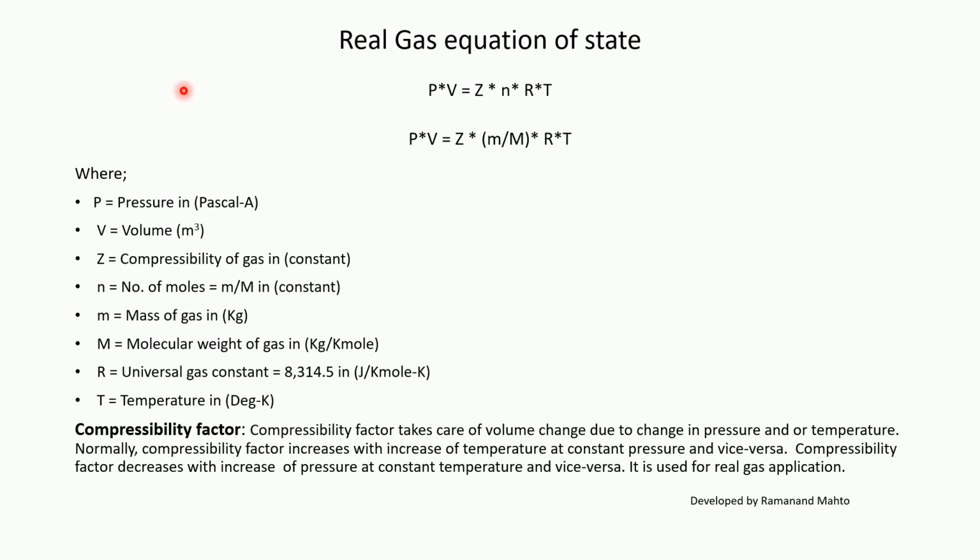Now, the real gas equation of state. P into V is equal to Z into N into R into T, where again N is the number of moles. We can write P into V is equal to Z into small m upon capital M into R into T, where Z is the compressibility factor. So what is this? Compressibility factor takes care of volume change due to change in pressure and or temperature. Normally, compressibility factor increases with increase of temperature at constant pressure and vice versa.